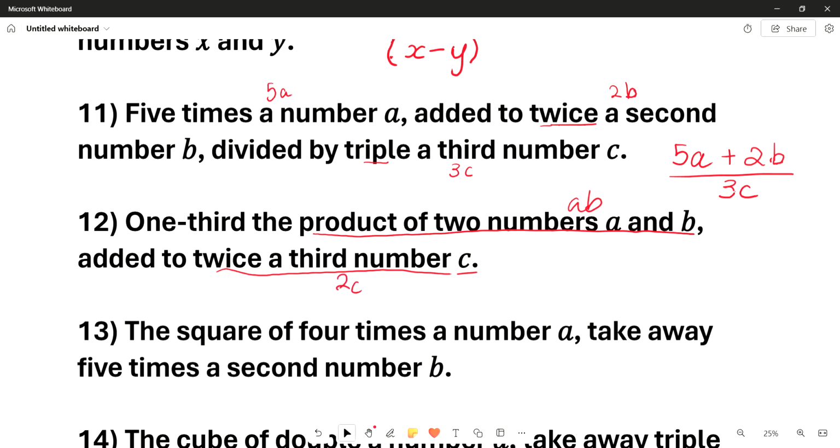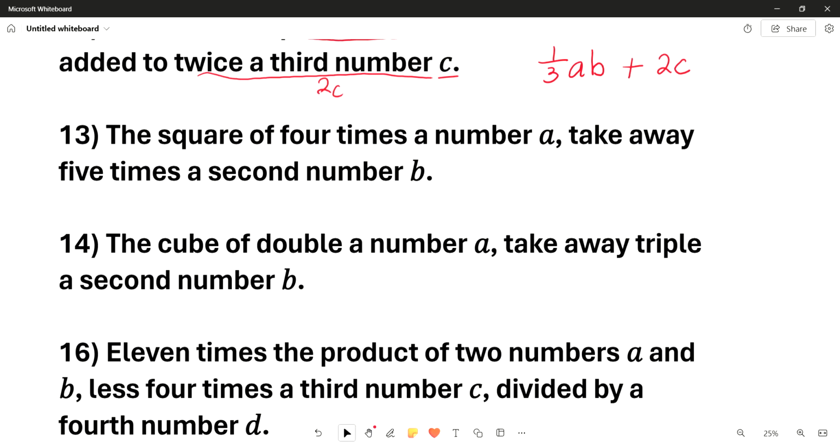So let's write this out. 1/3 ab, which we can write as ab over 3. Either one is acceptable. Added to 2c. There we have it.